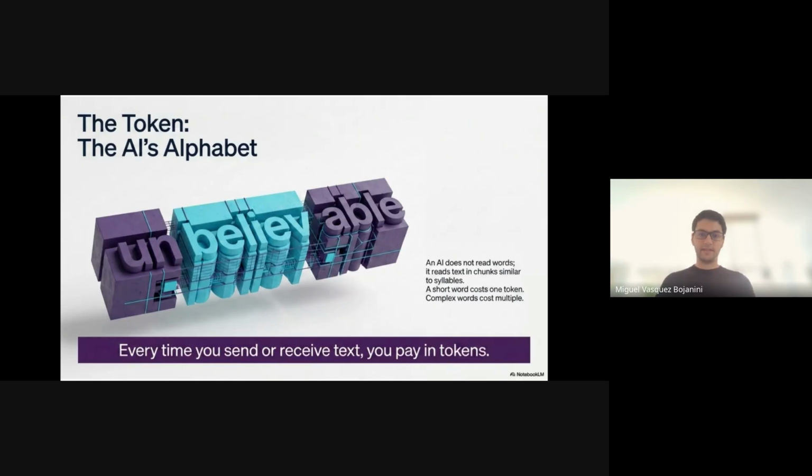The first one is the token, the most essential unit when interacting with AI. Every time you send or receive text, you pay in tokens. Every time that you interact with AI, you're using tokens, and tokens are directly translated into money and credits. So if you use a lot of tokens, you're going to use a lot of money and a lot of credits. That's why we run out of budget in our month, on our subscriptions. We are always using tokens, and it is the most essential concept that you need to understand for this presentation.